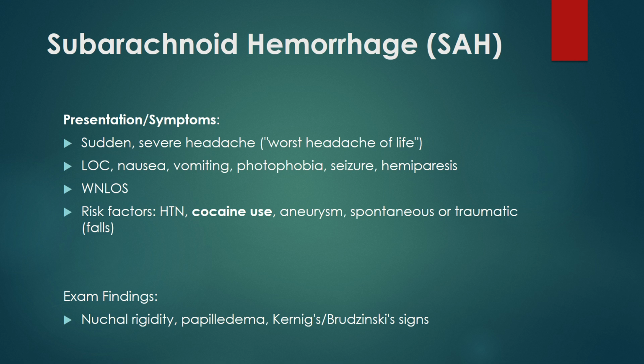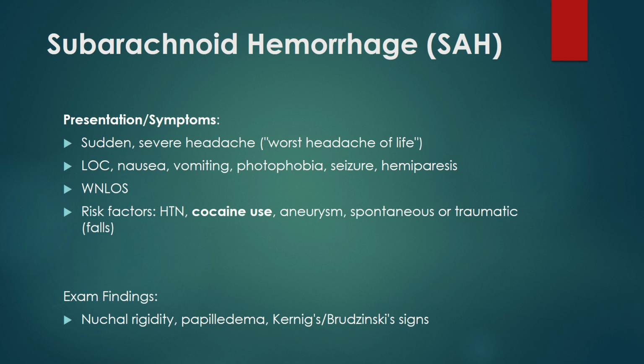They can have hemiparesis, weakness, numbness, loss of sensation. So that's why the N is there. I know I have put it twice, so you have to make sure that you do your neuroscreen. Certain risk factors that are associated with subarachnoid hemorrhage are hypertension, cocaine use. There can be an aneurysm that can rupture, or it could be spontaneous or it could be traumatic, especially after a fall.